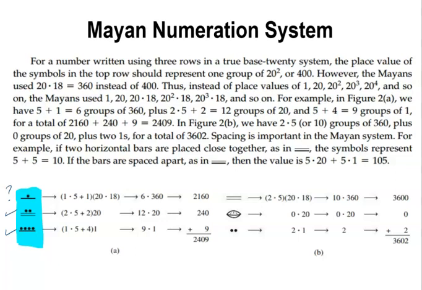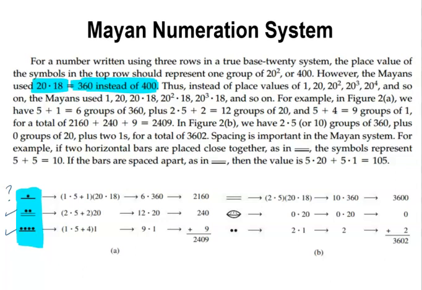But, and this is where the big but comes in. It says, however, the Mayans used 20 times 18 instead of 20 times 20. So 20 times 18 is 360 instead of 400, which is just odd. I don't know the motivation behind that. I'd really want to research it, but we're going to move on in this video. We're going to keep going.